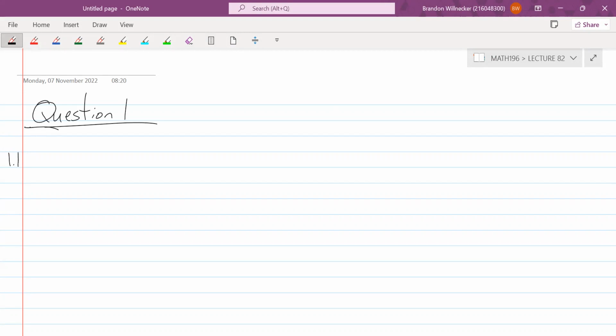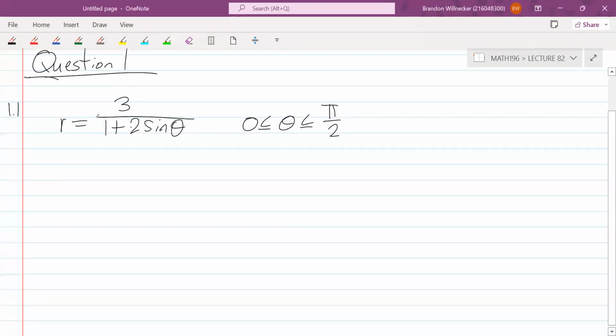And 1.1. The question says plot the graph of r equals 3 over 1 plus 2 sine theta, with the interval 0 less than or equal to theta, less than or equal to pi over 2. So we are sketching in the first quadrant. The first things that we need to do is find the x-intercept and y-intercepts to give us an idea of what this graph is going to look like.